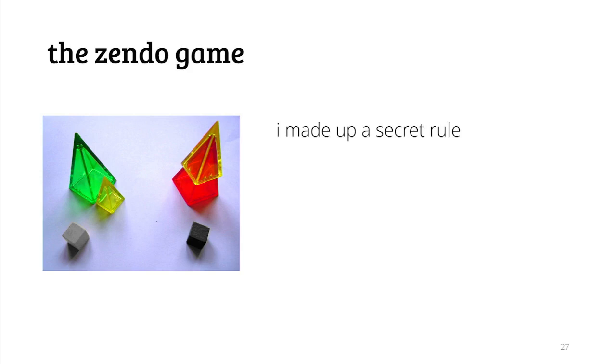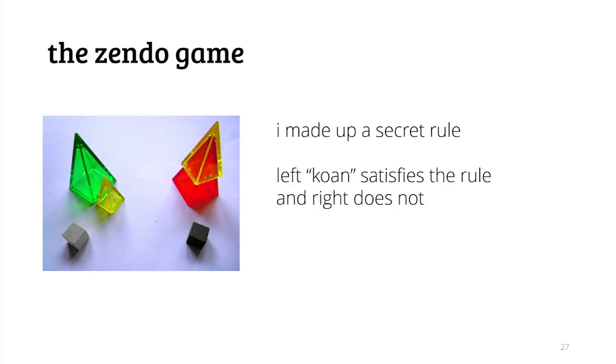And so I'm now showing you 2 of these cones, and I'm saying that the left one satisfies my rule that I just made up, and the right one does not. And now you need to guess which rule I have in mind. So take a guess. What do you think I had in mind? Yeah, they're stacked. Well, unfortunately, you guessed the rule from the first try. So the rule I have in mind is that all the pieces should be grounded.